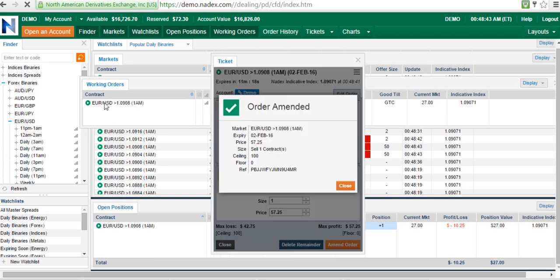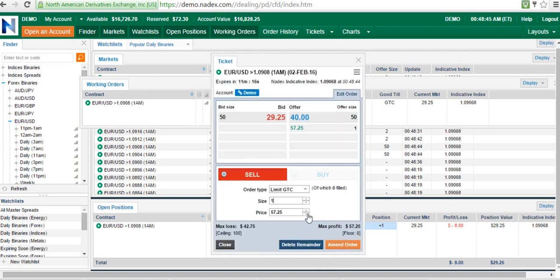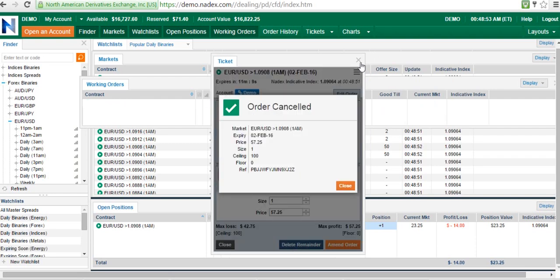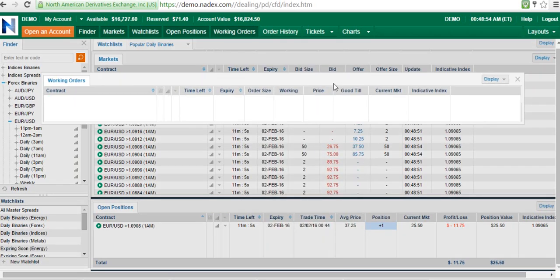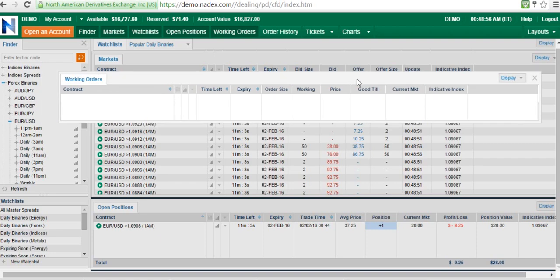Now, I showed you how to go in here and amend the order if you want to change it, or if you just say, hey, I just want to get rid of this working order completely, you just hit delete remainder and the working order is gone. Okay, so you no longer have a working order.